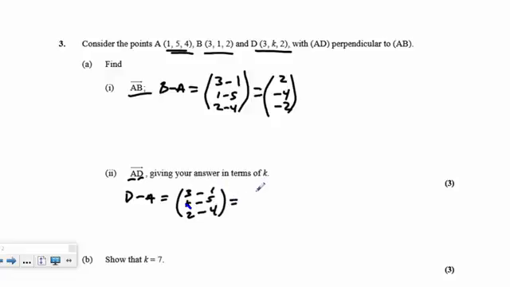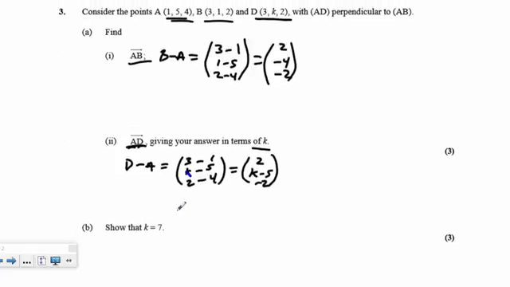And then we got this 3 minus 1 is 2. K minus 5 is what we have. And 2 minus 4 is negative 2. So this right here is AD. Remember, we want it in terms of K, and there is, in fact, a K. So that's your answer for that one. Now they want me to go a step further and show that K is, in fact, equal to 7.